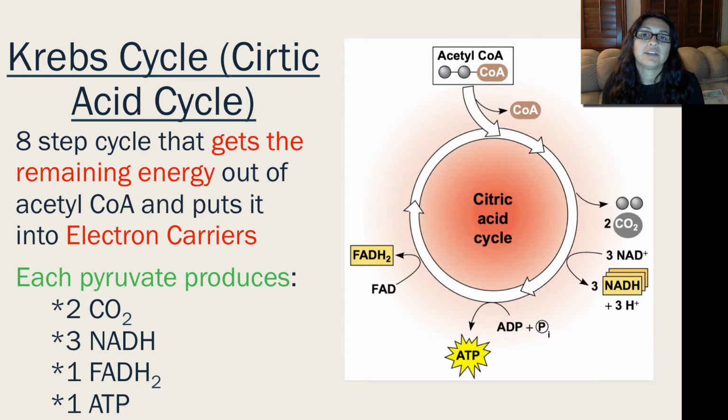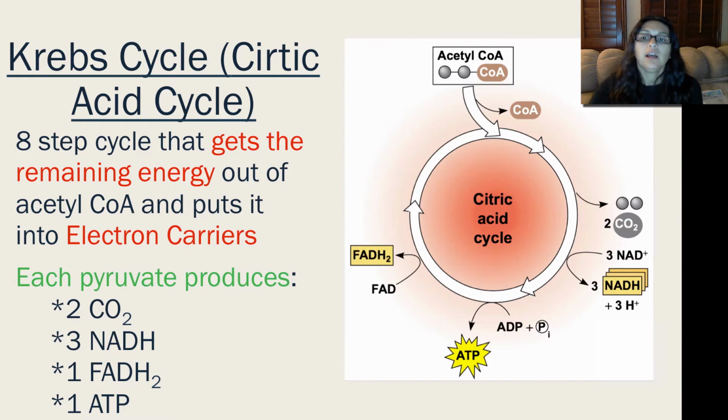We got to get the remaining energy out. So the Krebs cycle, or the citric acid cycle, is all about getting that energy out. What we're going to see happen here is a lot of that energy is going to be transferred into electron carriers. Those electron carriers are going to be huge in the next stage. So here we're on stage 3. Stage 4, those electron carriers are super, super important.